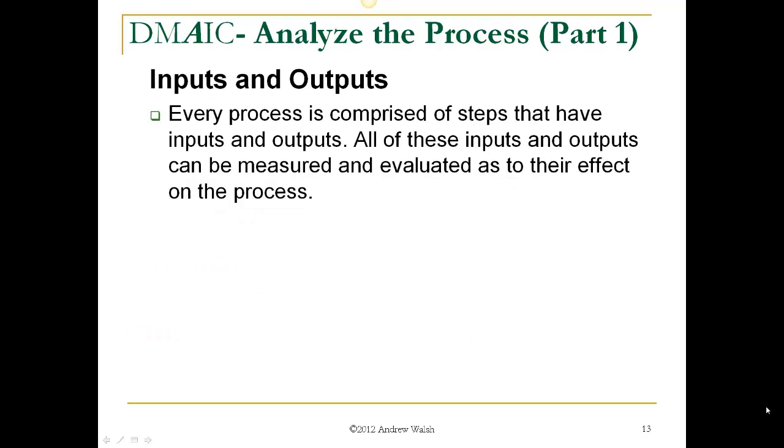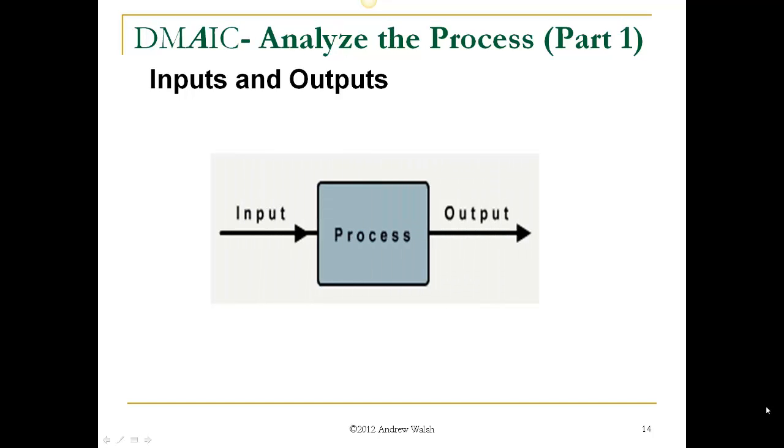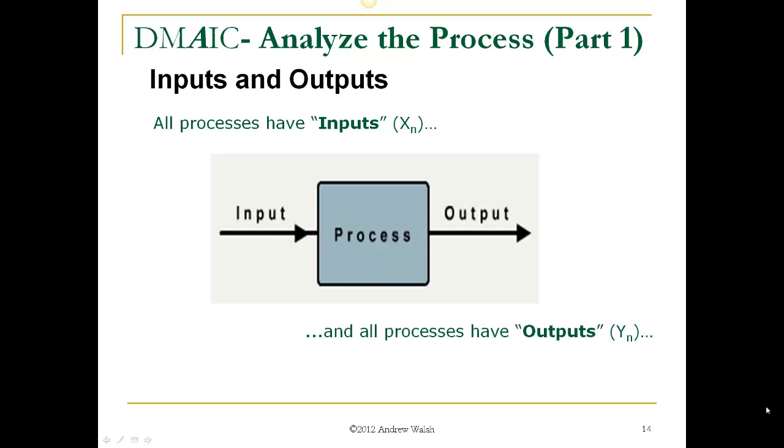Inputs and outputs. Every process is comprised of steps that have inputs and outputs, quite distilled. All of these inputs and outputs can be measured and evaluated as to their effect on the process. Here we see a very simple, distilled down view of a process with a single input and a single output. All processes have inputs, usually described as X subscript N, as there may be several types of inputs, quite a few going into a process. And then all processes have outputs, and these are described as Y subscript N. There may be more than one type of output for a process. And finally, the process can be described mathematically as Y is a function of the number of X's that are coming into the process.